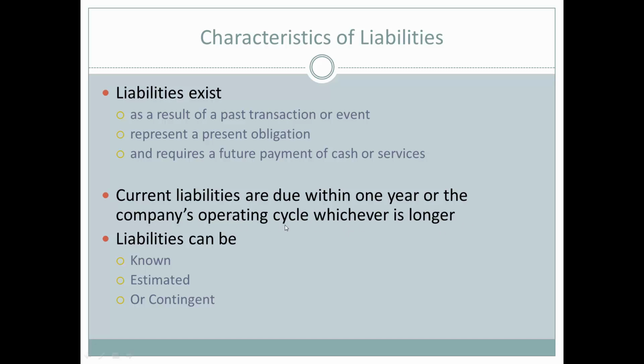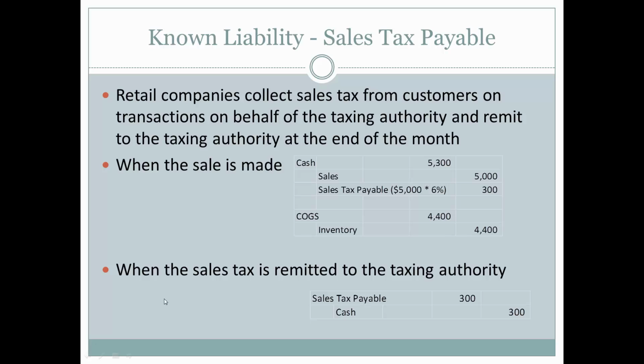Most companies' operating cycles are much shorter than a year, so typically current liabilities are those liabilities which are due within 1 year. These liabilities can be known, so in other words, we can know exactly who we have to pay and when we have to pay it. They can be estimated. We know that we will owe something, but we have to estimate how much we will owe. Or they will be contingent upon future events.